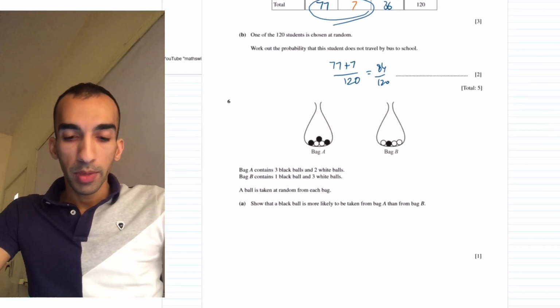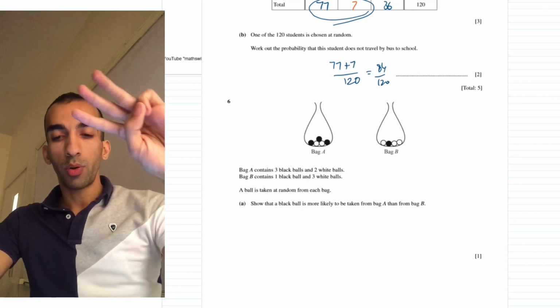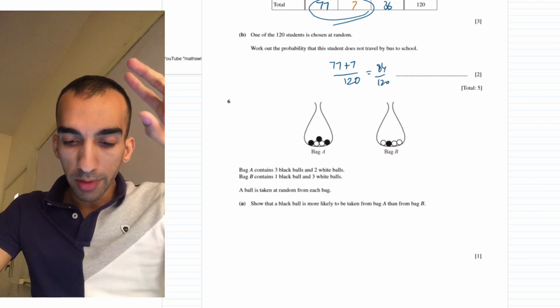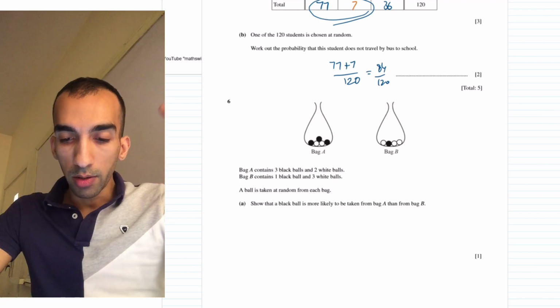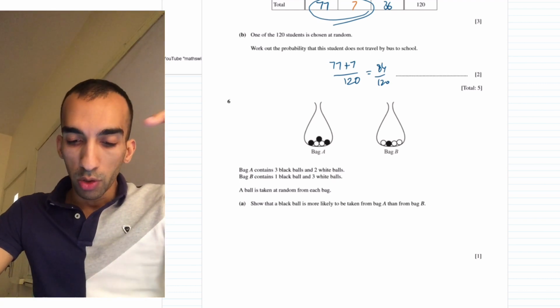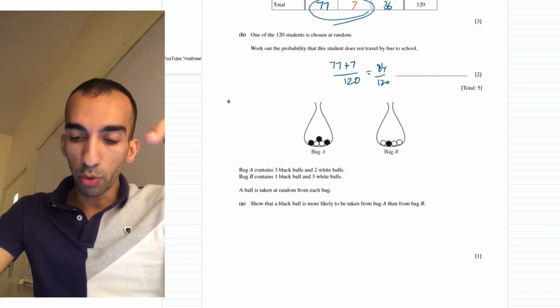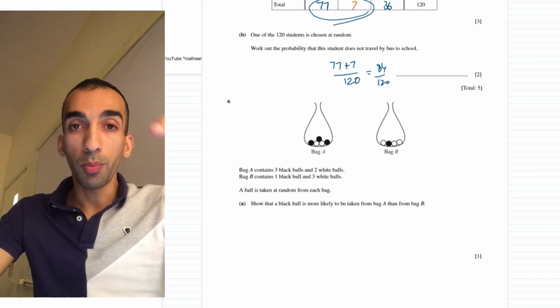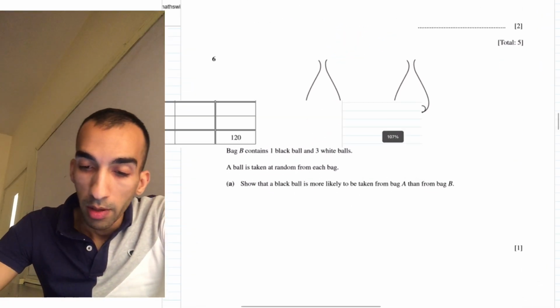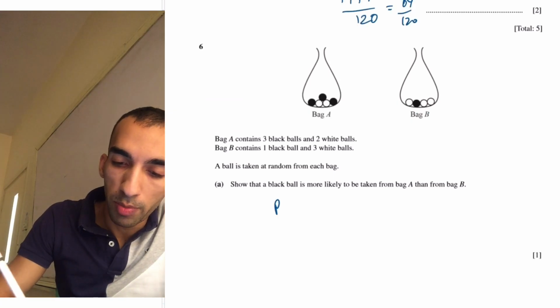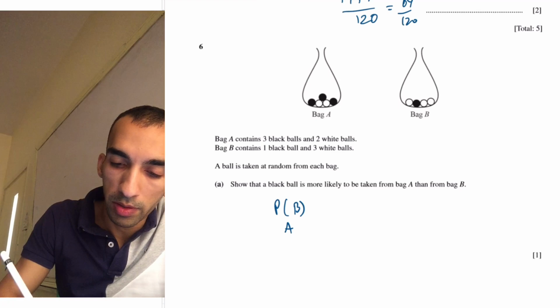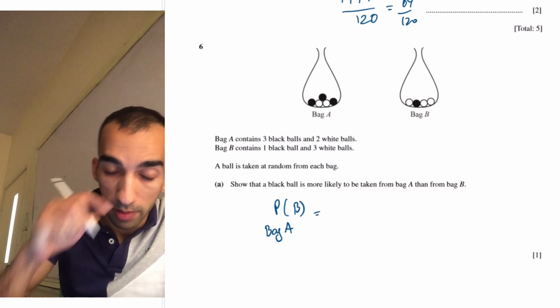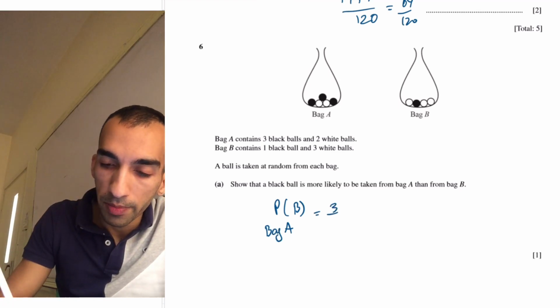Question number 6. Bag A contains 3 black balls, 2 white balls. A ball is taken at random from each bag. You have to select one from each. Show that the black ball is more likely to be taken from bag A than from bag B. Once again, work out the probability of taking a black ball from bag A. This is bag A. So we've got 3 divided by 5.